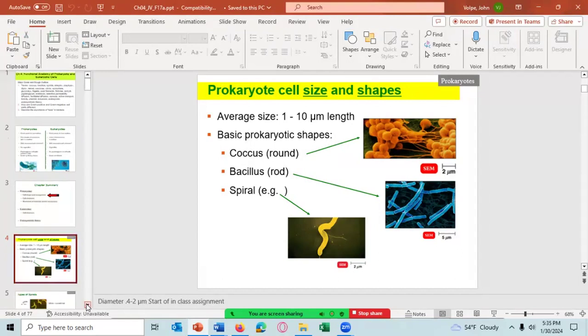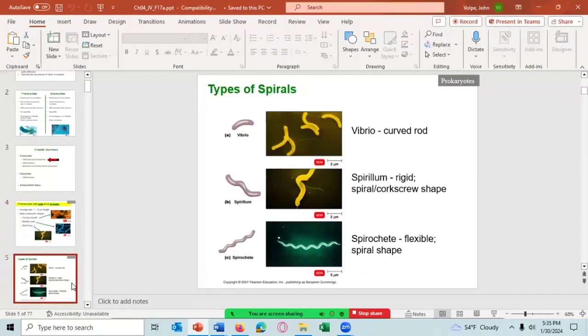There are a few other shapes, like a vibrio, which is a bent rod, or you can call it half of a spiral. So if this were to bend right there, that would be a spiral. The spirals are spirillums and spirochetes. The spirochete has many more waves to the cell than the spirillum, which is essentially an S shape.